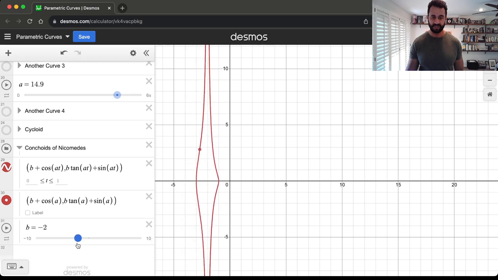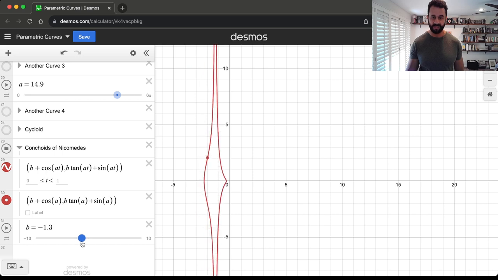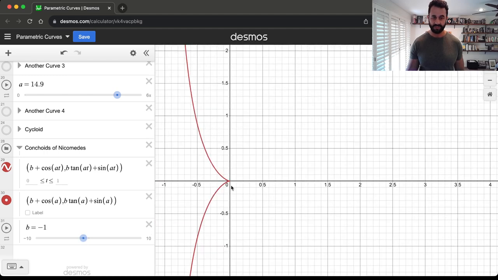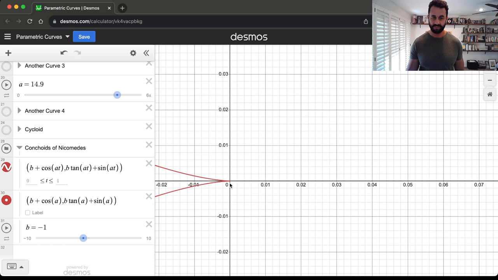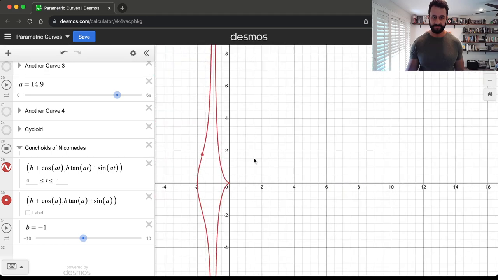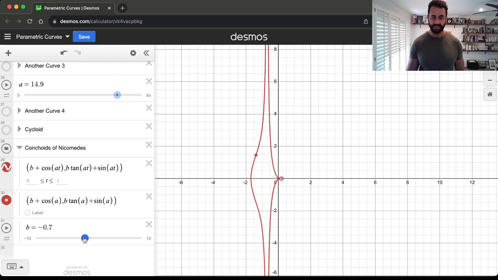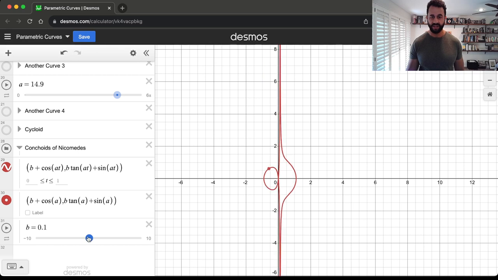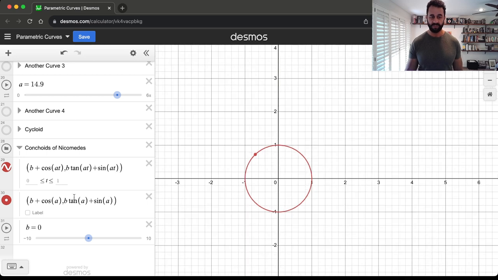b kind of changes the eccentricity, but look, if I put b near negative 1, we get a little cusp at the origin. Zoom back out here. Then as I move b along, I get a little loop. And then right here, this is kind of interesting. When b is equal to 0, we just get the unit circle. The reason is because when b is 0, you don't have this tangent factor anymore. Tangent's just gone, and what you're left with is cosine and sine, which is the unit circle.